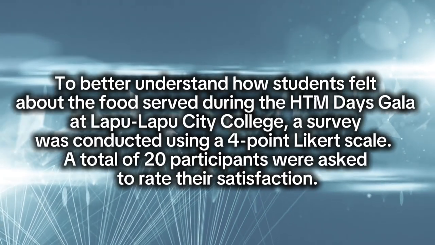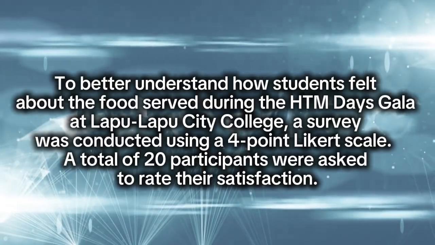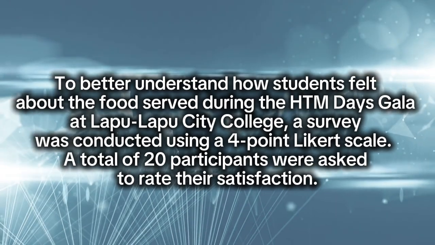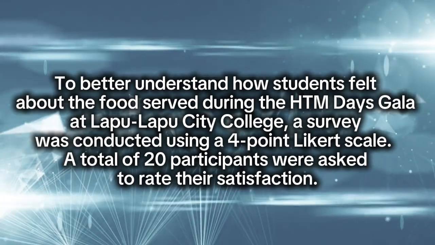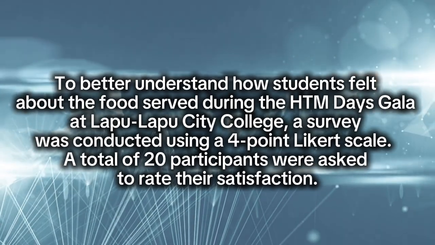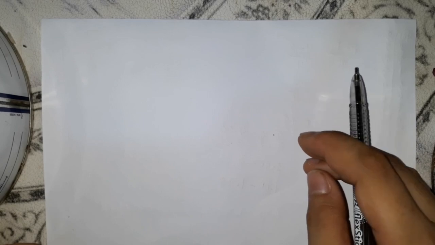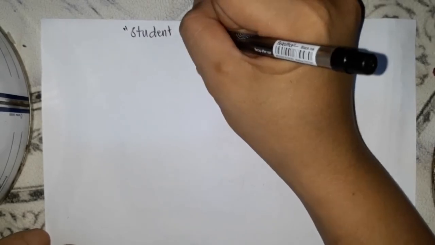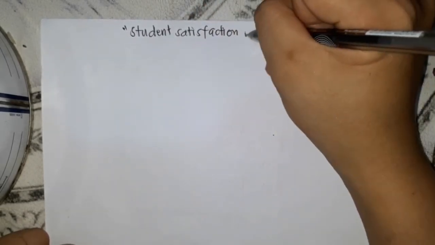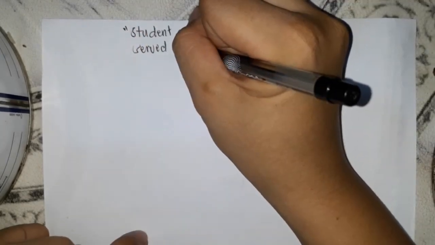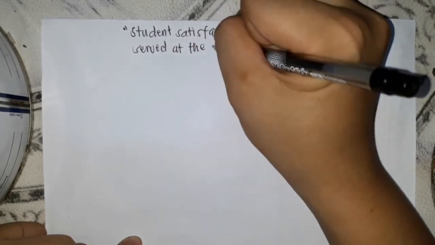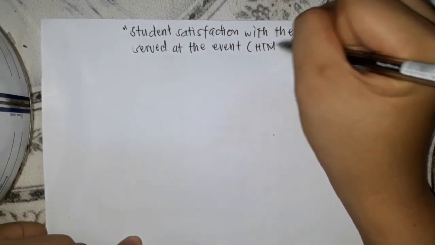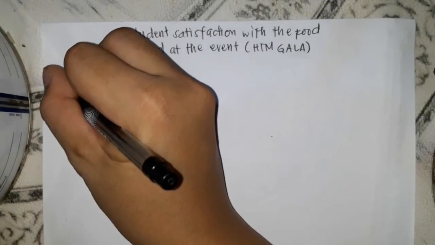To better understand how students felt about the food served during the HTM Days Gala at Lapu-Lapu City College, a survey was conducted using a 4-point Likert scale. A total of 20 participants were asked to rate their satisfaction. Before we begin, I'm going to write the title of our frequency distribution table. Now we're going to make a table.